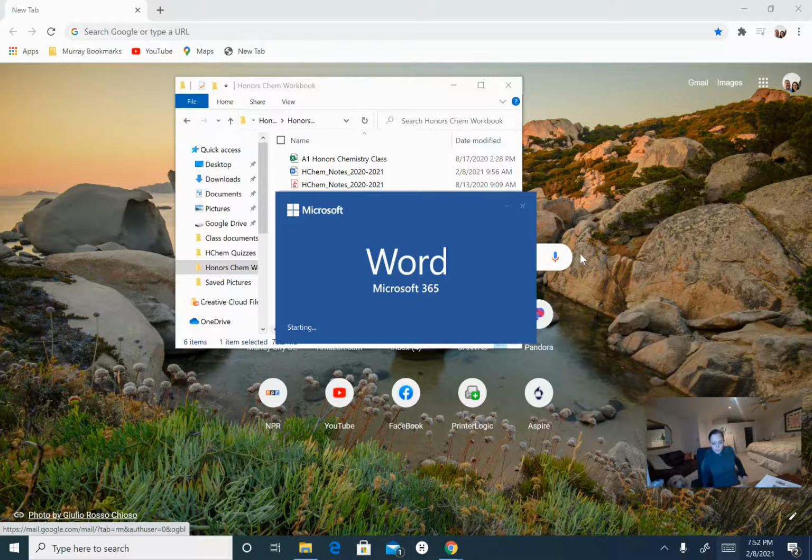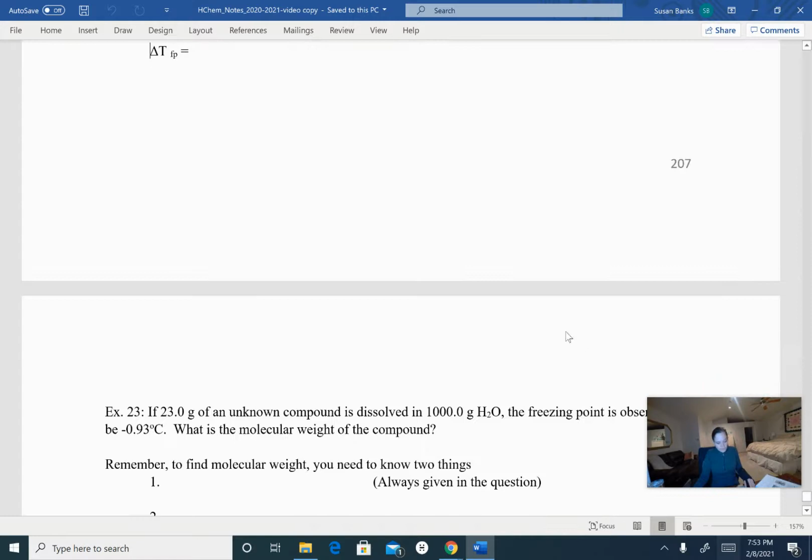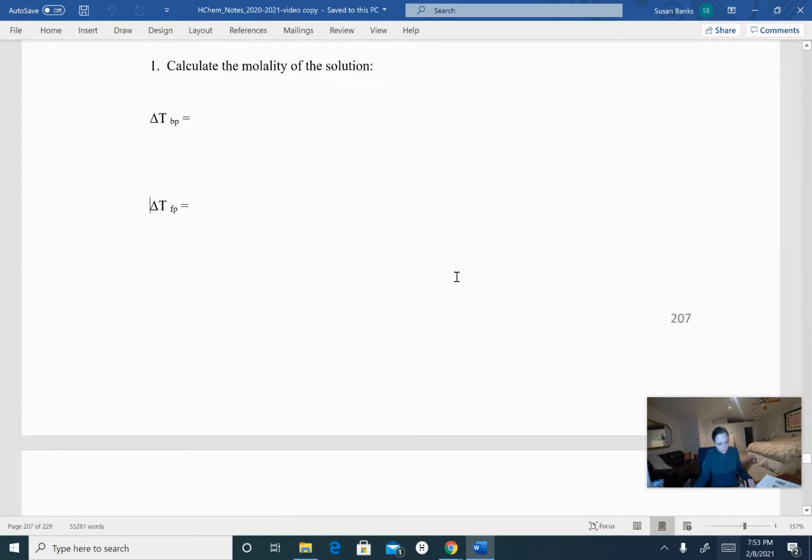All right, guys, we are going to take up where we left off, and we are going to talk about how we actually do the calculations of boiling point elevation and freezing point depression. So let's get back to our notes where we left off, and we will start using these formulas.